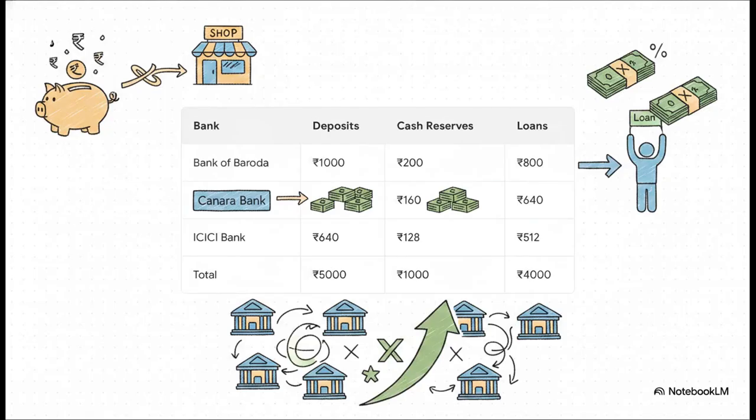And this brilliantly illustrates what happens next in the chain. That 800 rupee loan gets spent at a shop somewhere and the shopkeeper deposits it into their bank. Let's say Canara Bank. Canara Bank then keeps 20% of that 800 rupees, which is 160 rupees, and loans out the remaining 640 rupees. This cycle just repeats and repeats across different banks in the system. If you look at the total at the bottom, that initial 1,000 rupee deposit has actually multiplied through the banking system to generate 5,000 rupees of newly created bank deposits.